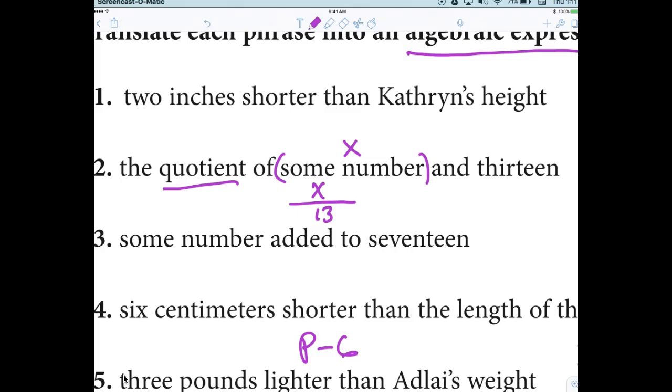That's exactly right. Now notice he did not say 2 minus K. Are you starting with 2 inches or are you starting with Catherine's height? Catherine's height. It's her height minus 2. Yes, ma'am. Nice question. Of course. We got to talk about that, guys.